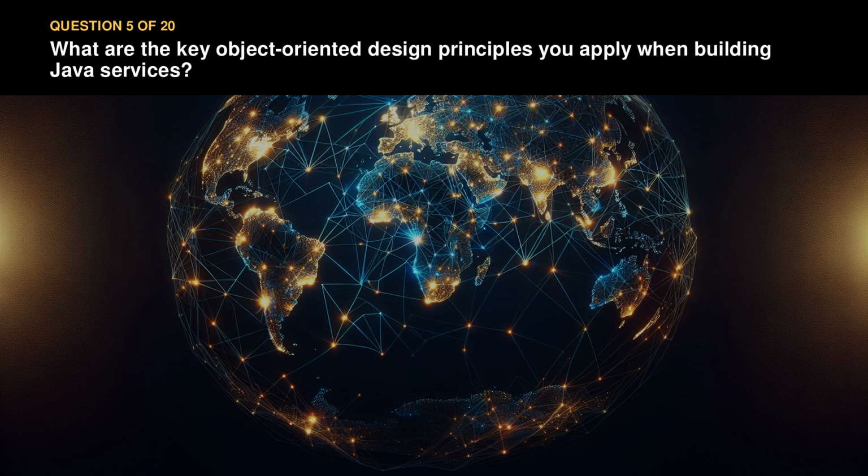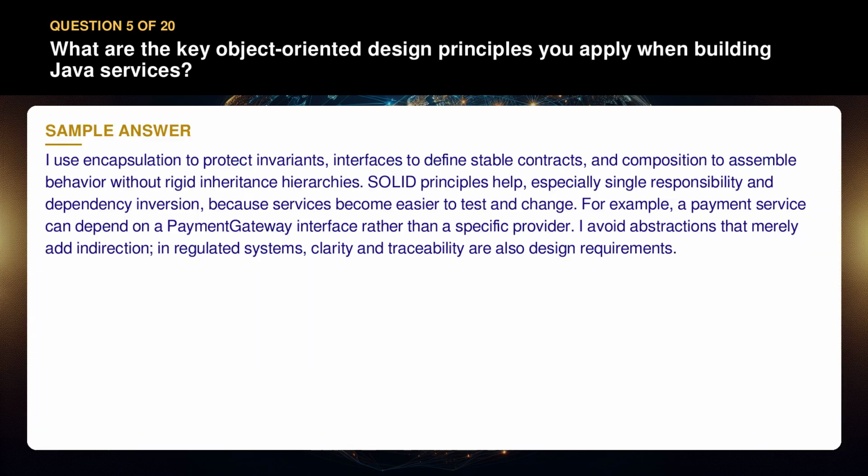Question 5. What are the key object-oriented design principles you apply when building Java services? I use encapsulation to protect invariants, interfaces to define stable contracts, and composition to assemble behavior without rigid inheritance hierarchies. SOLID principles help, especially single responsibility and dependency inversion, because services become easier to test and change. For example, a payment service can depend on a payment gateway interface rather than a specific provider.